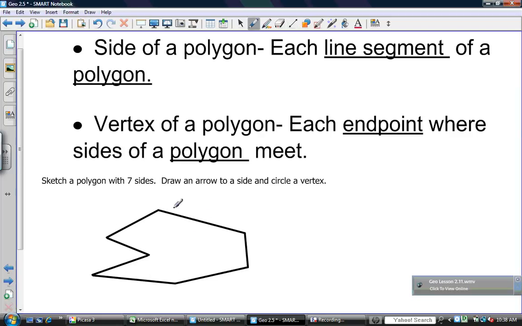Now this is made up of segments, and each point is the intersection of 2 segments. So if I want to draw an arrow to a side, this would be one side, and it says circle a vertex. There's 7 of them, but I'll just choose that. That's a vertex. Each point where these 2 segments meet will be a vertex.